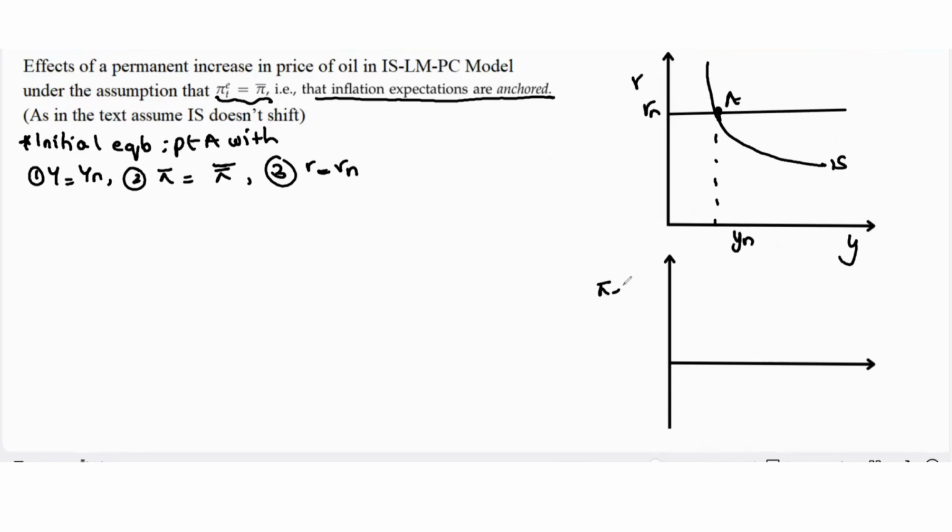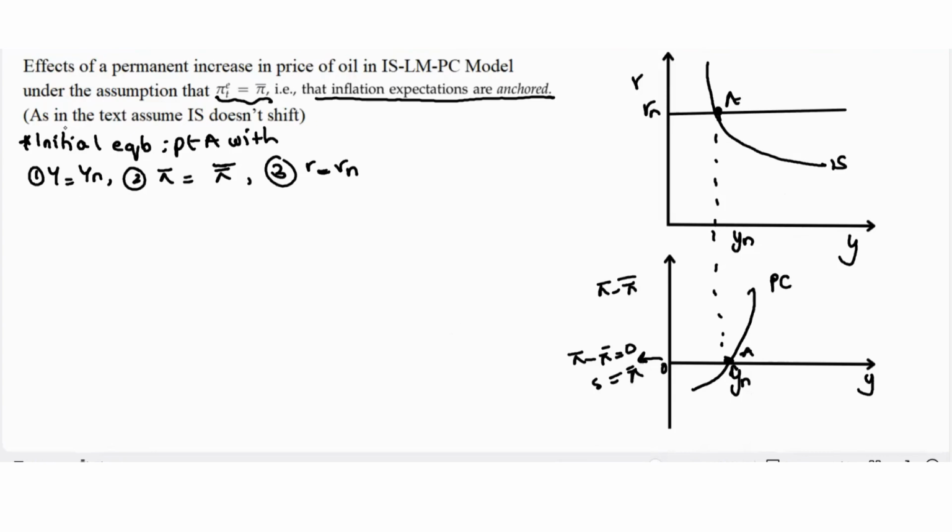In the lower panel, on the vertical axis, we will have pi minus pi bar, and we'll have y, where we plot a Phillips curve. And remember, when plotting the Phillips curve, the x-intercept of the Phillips curve is at the point where output is equal to the natural level. We looked at this in detail. So this is PC, and this is yn, and this is point A. And at this point, pi minus pi bar is equal to 0, so pi is equal to pi bar.